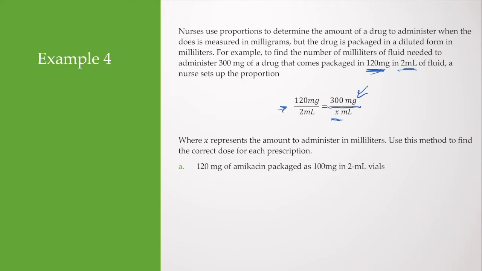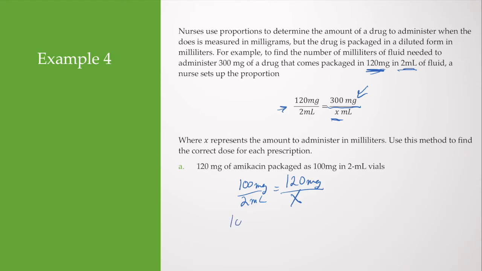So if I have 120 milligrams of amikacin, and that's what I want to administer, but it's packaged as 100 milligrams in 2 milliliter vials. So in every 100 milligrams, I've got 2 milliliters, and I want to administer 120 milligrams, so I need to figure out how many milliliters. Now is when I cross multiply.